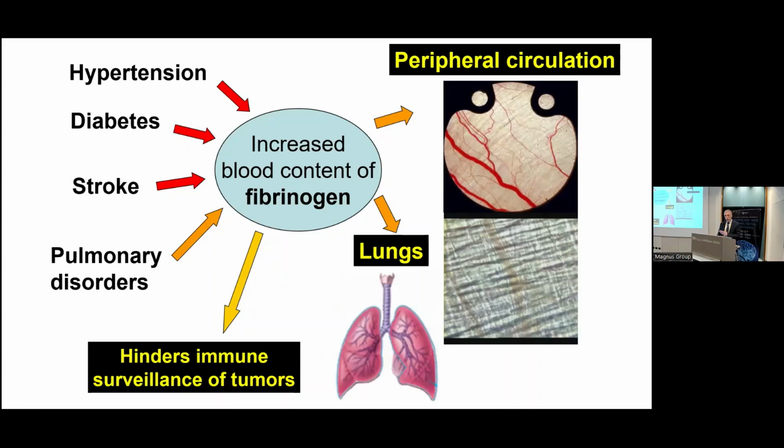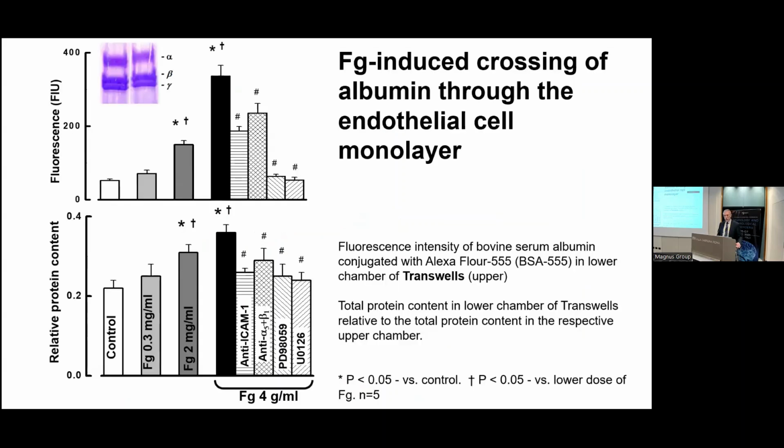It is increased during hypertension, diabetes, stroke, and causes pulmonary disorders. It hinders immune surveillance of tumors. It affects lungs, affects peripheral circulation. These are the effects of fibrinogen, among others, which I just presented to you.